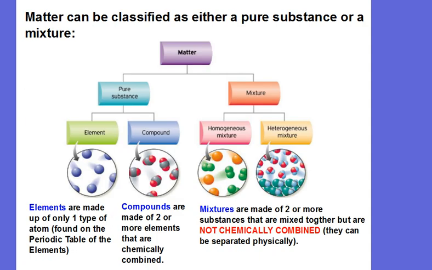So matter can be classified as either a pure substance or a mixture. When we're talking about pure substances, we've already mentioned that we can talk about elements. So elements are anything found on the periodic table. They're only made up of one type of atom. So pure oxygen only has oxygen atoms, pure gold only has gold atoms, pure hydrogen only has hydrogen atoms. Compounds are made of 2 or more elements that are chemically combined.